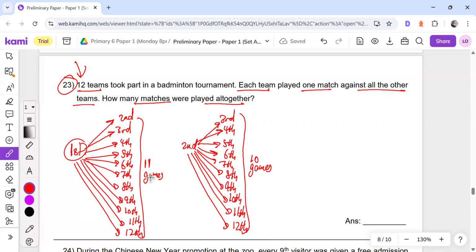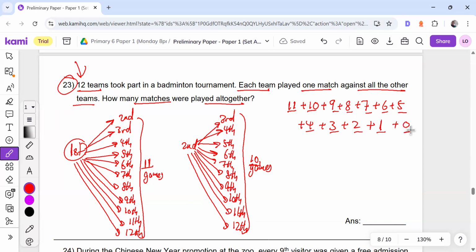Do you see the first team played 11, second team played 10? So there is a pattern. 11, 10, then the third team will be 9, 8, 7. These are the games played by each team. First team play 11, second team play 10, third team play 9, fourth team 8, fifth team 7. The sixth team will play 6 games. Then 5, yeah, no space already. Then 4, then 3, then 2, and then 1. How many teams already? First, second, third, fourth, fifth, sixth, 7, 8, 9, 10, 11, and 12.